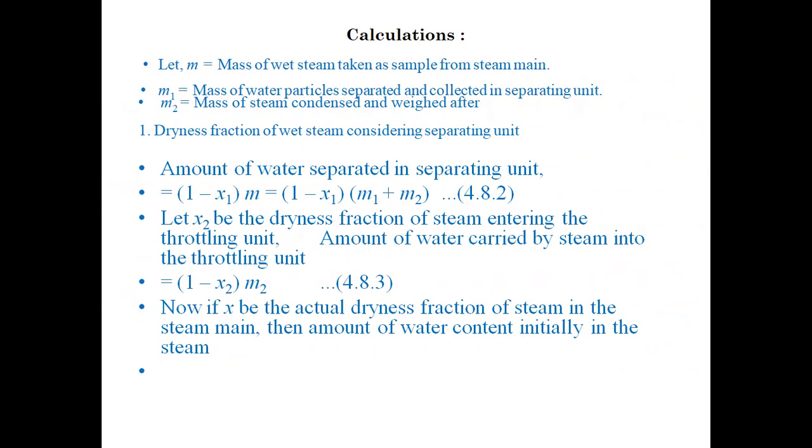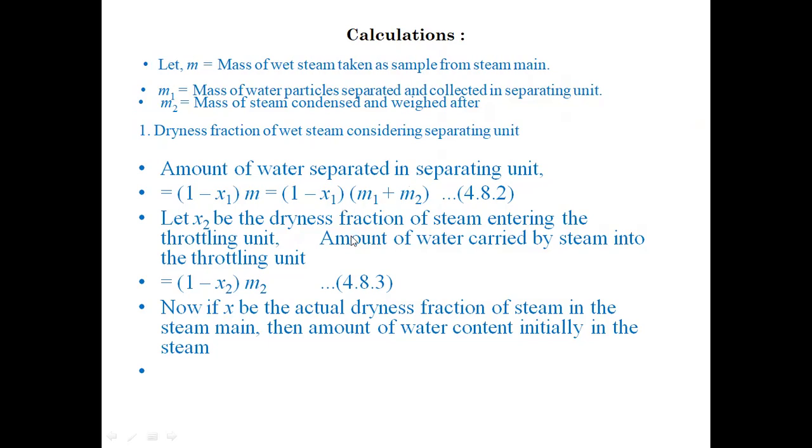M is equal to the mass of the wet steam sample from the steam main. M1 is equal to the mass of water particles separated and collected in the separating unit. M2 is equal to the mass of steam condensed and weighed afterwards. The drainage fraction of wet steam, considering the separating unit, the amount of water separated in separating unit 1 minus x1 is M1 over M1 plus M2.